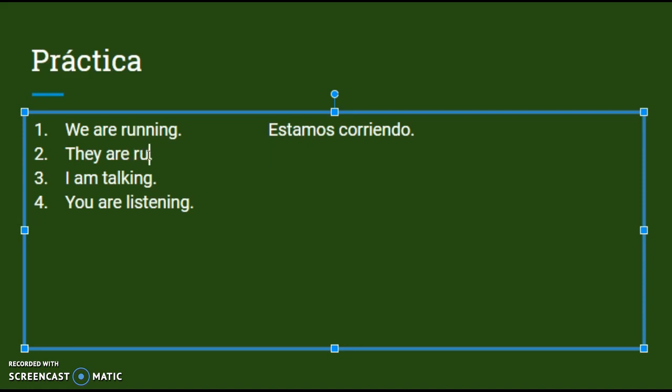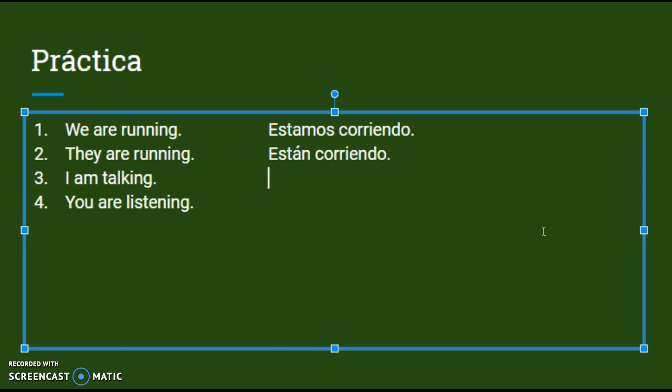Let's say they are running. So do you think I'll need to change estar or the endo part? So the they are part is just the estar change, so están agrees, and then I still do corriendo because the ing part doesn't change at all for the subject.